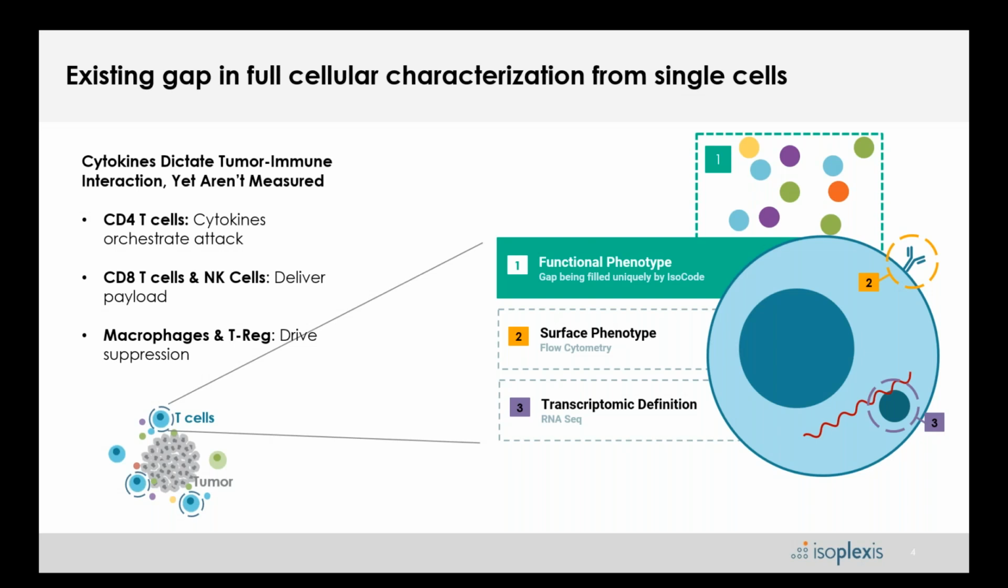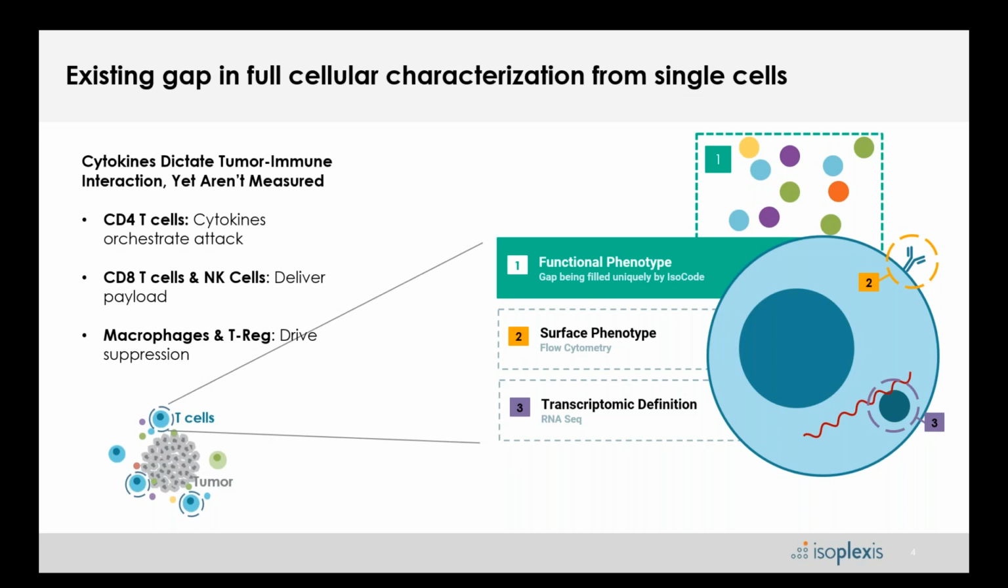It's common knowledge that each immune cell is different, and so characterizing each cell is quite important. You measure the transcriptome via single cell genomics, for example, and you measure the surface phenotype via flow to define each cell. Yet the cellular definition is not yet defined by the extracellular cytokines that are doing the work in cancer immunology.